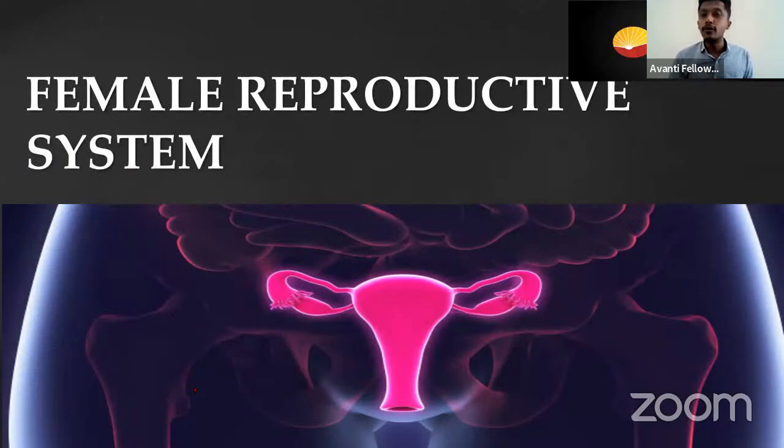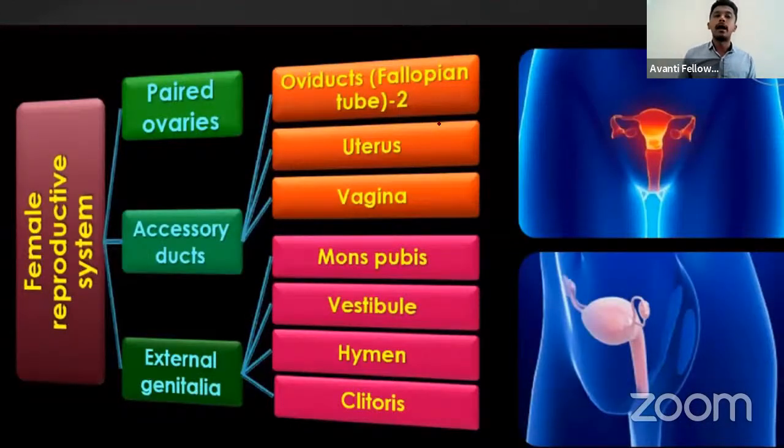Okay. So coming to the female reproductive system, we know that the primary sex organs are the ovaries. And then there are accessory organs such as uterus, vagina. And then we have ducts, which include fallopian tube, uterus, vagina. They all act like ducts. And then we have external genitalia, which includes labia majora, labia minora, clitoris, mons pubis, hymen. So these are the external genitalia of the female.